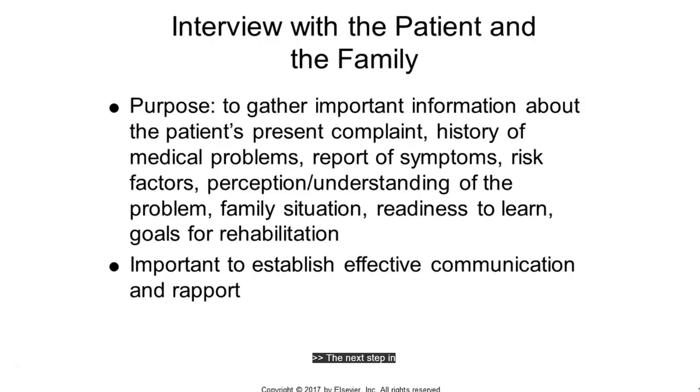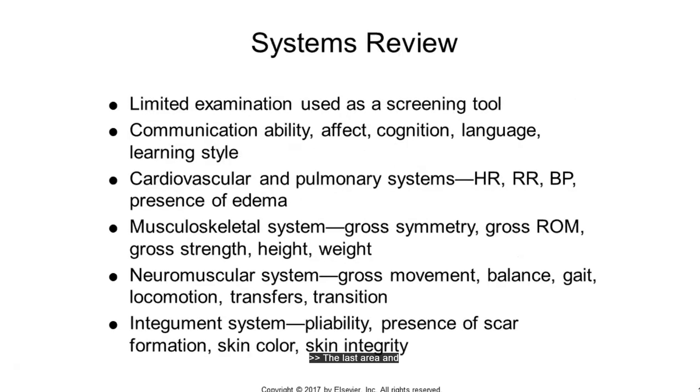The next step in evaluating a patient is to talk directly with the patient and their family. Not only does this establish rapport and communication, but can determine readiness and understanding of the goals of rehabilitation. The last area in evaluating a patient we will briefly discuss is the system review and physical exam. The system review incorporates information from the medical chart and therapist assessment. It includes the communication style and ability, cardiopulmonary systems review, skeletal review, neuromuscular review such as balance and gait, and skin for color and integrity.